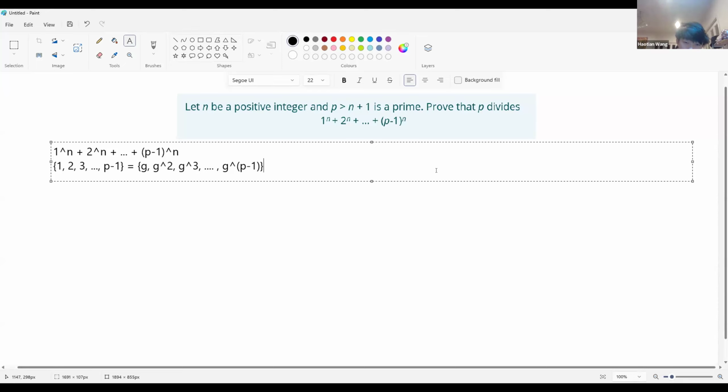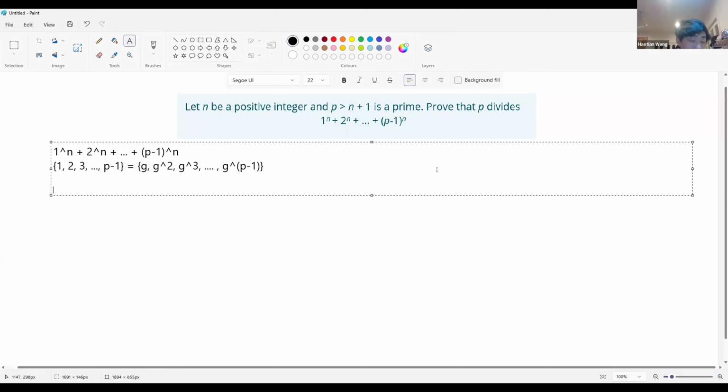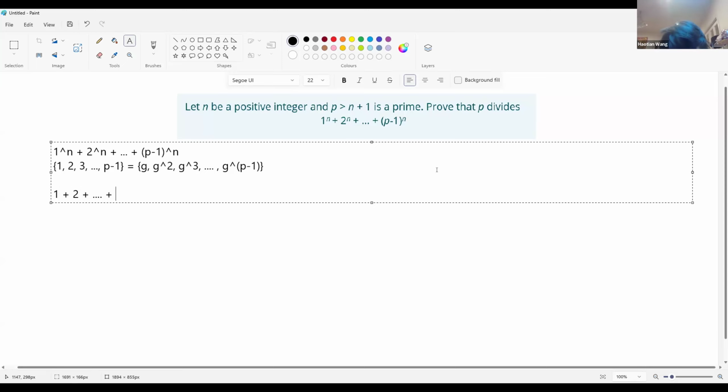Okay, and then also another hint: 1 plus a plus a squared plus a cubed plus up to a to the n is equal to a to the n plus 1 minus 1 over a minus 1, which maybe you're more familiar with this being on this side.